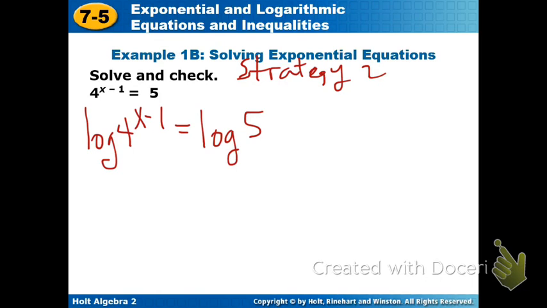Okay, right now that variable is unreachable because he is embedded inside the log. How can we get him out? Divide? No, not divide. Move him to the front. That's our power property, right? We're going to use our power properties. We're going to move him to the front. And then he becomes a what? He goes from being a power to being a multiplier, right? Multiplication. So we move him to the front. So now we have x minus 1 times the log of 4.